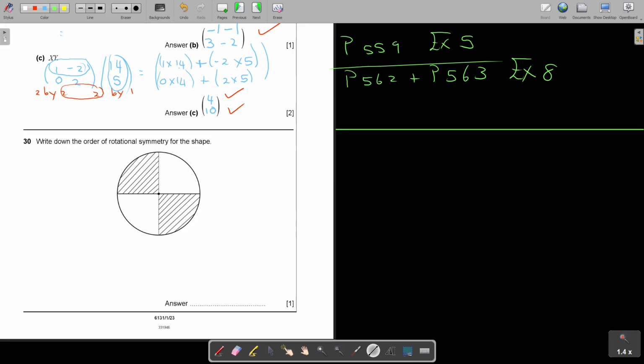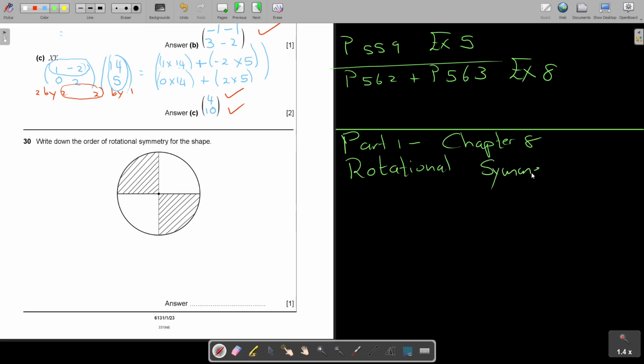So, write down the order of rotational symmetry. Where will we find it in the textbook? We will find it in part 1, chapter 8, rotational symmetry, and that's on page 398.